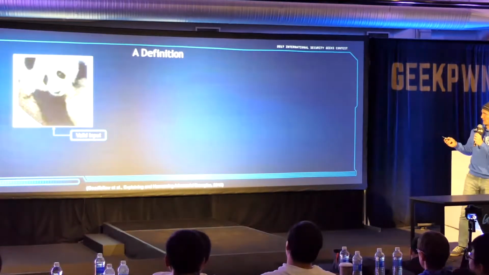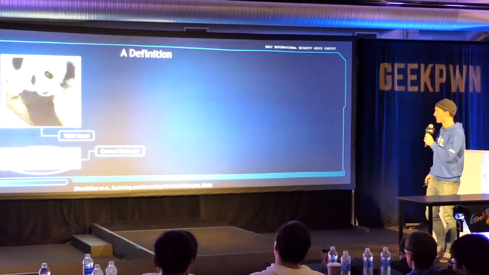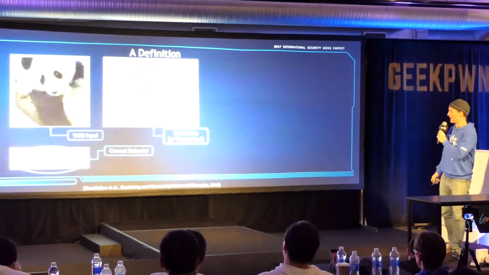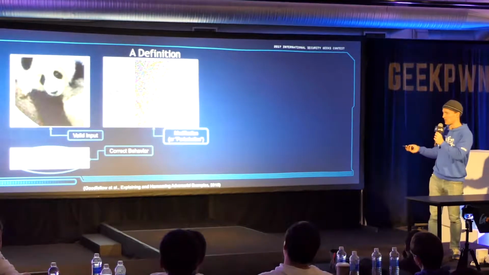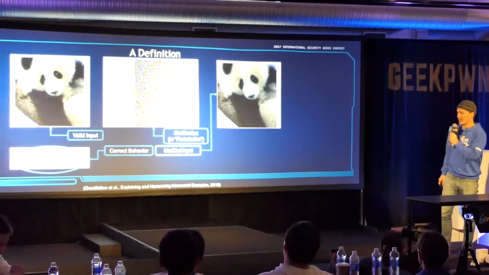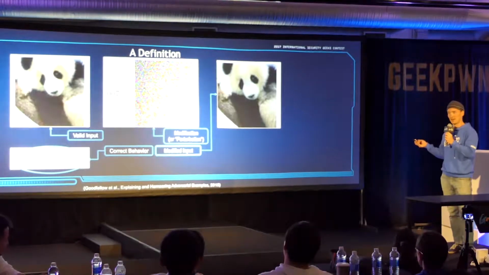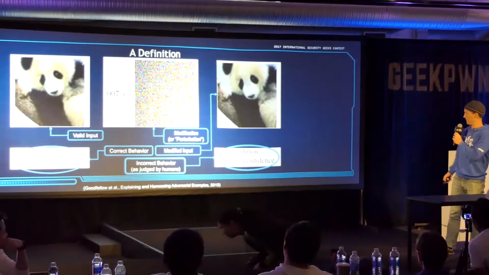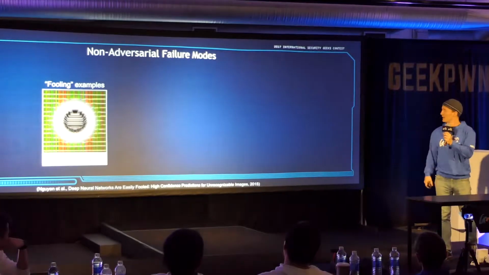To look at that in more detail, we start with some valid input, a picture of a panda. It's correctly classified by the system. Then we generate some change to that input, this modification or perturbation, and we add it to the original image to give us the modified input. Now the system gives us incorrect behavior, calling it a monkey. None of us would think that's a monkey.